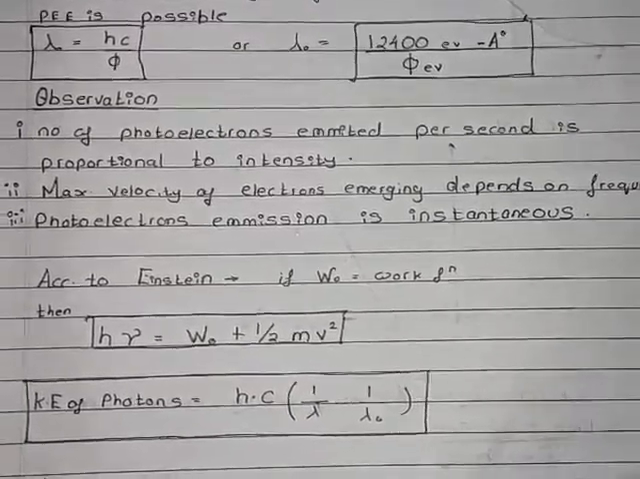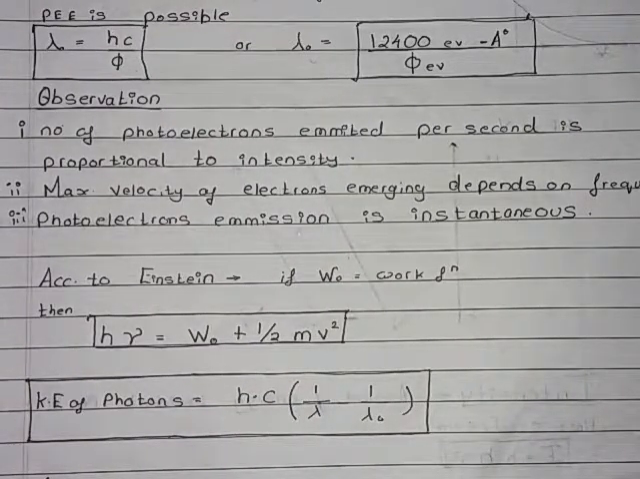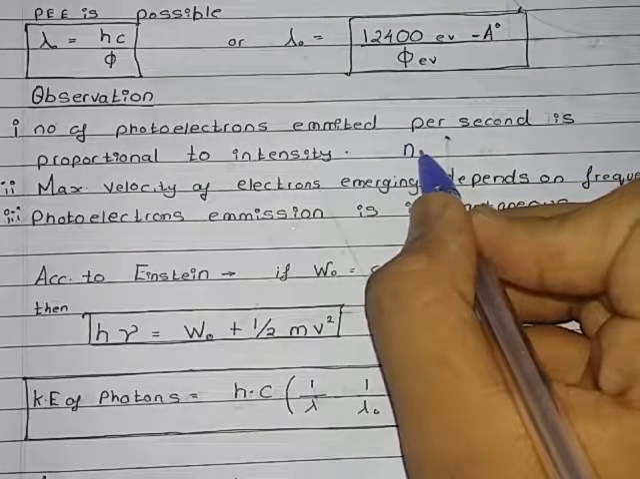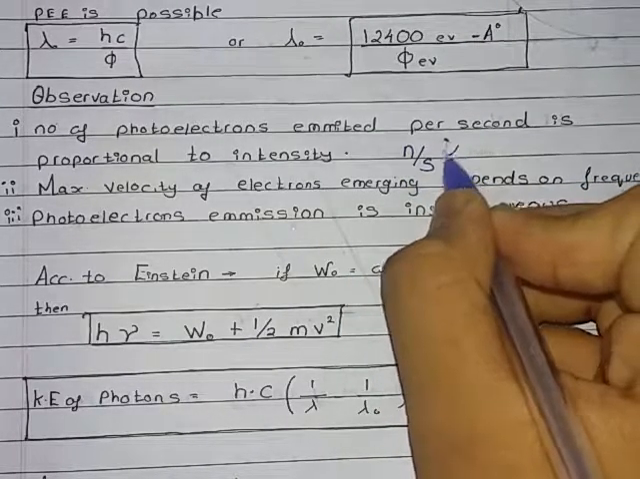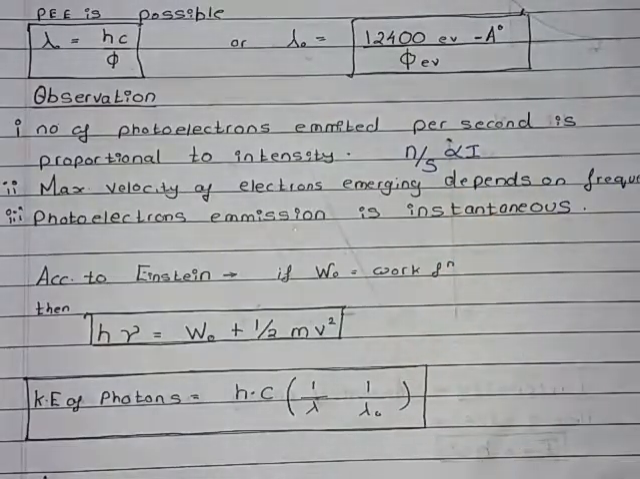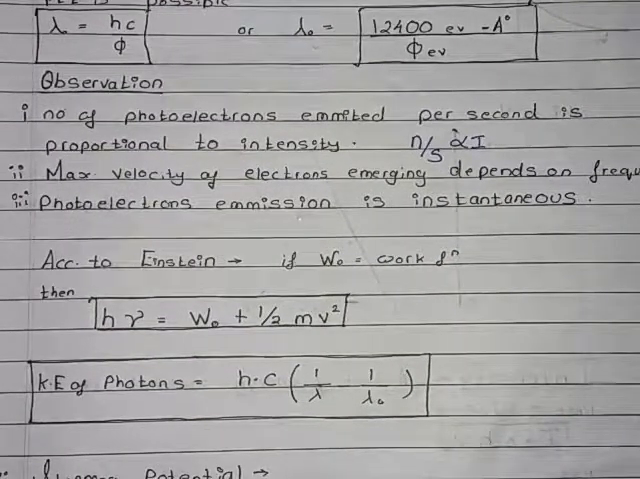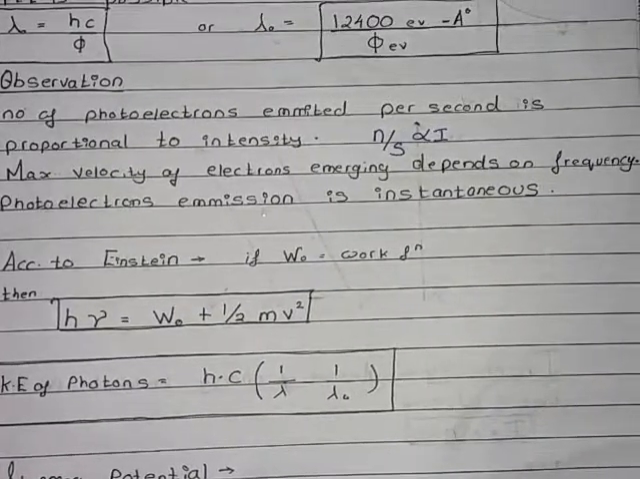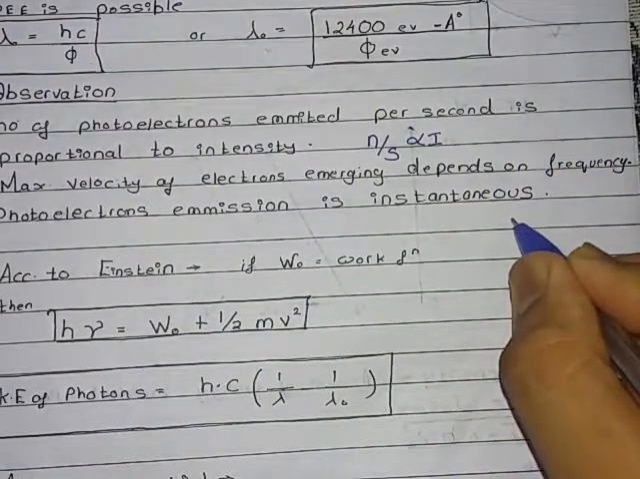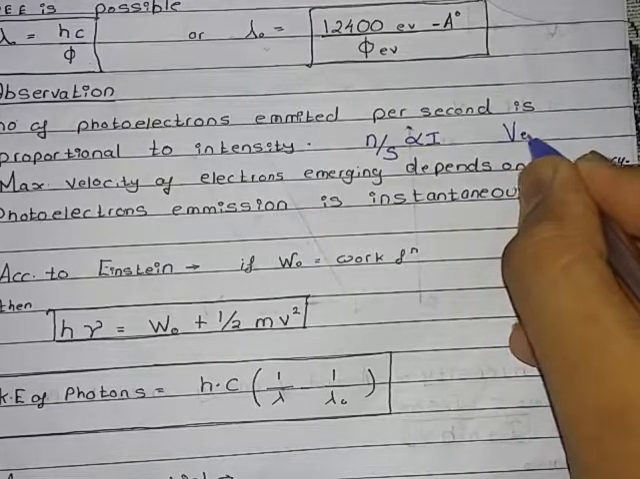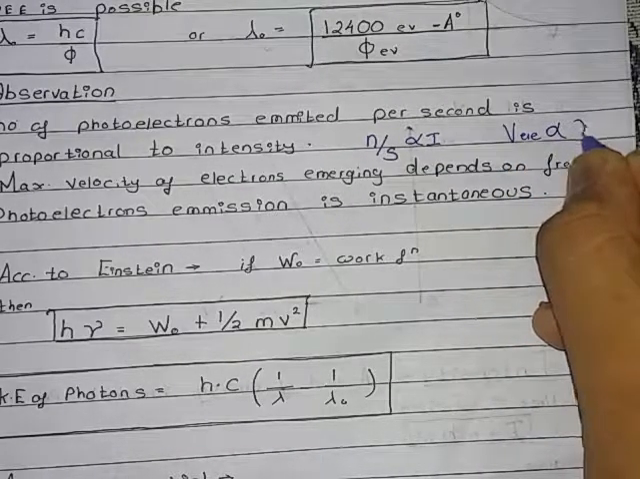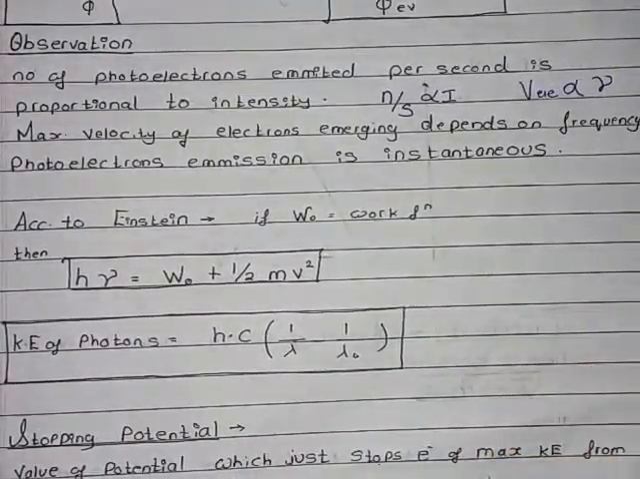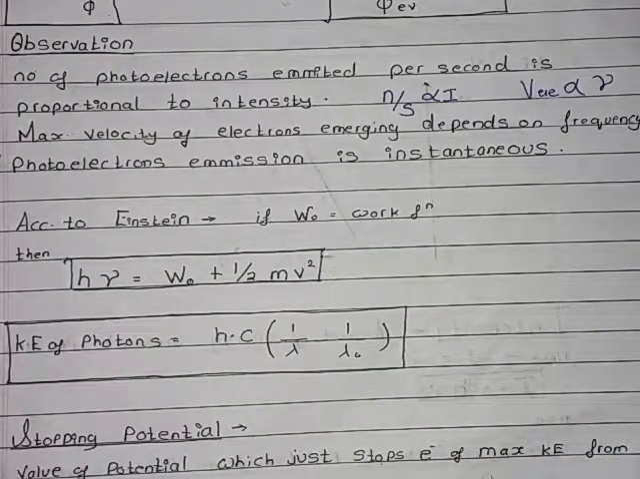Now what do the observations say? The number of photoelectrons emitted per second is directly proportional to the intensity. And second, the maximum velocity of the electrons emerging depends on the frequency. The velocity of the electrons is directly proportional to the frequency, that is c by lambda. Third, photoelectron emission is instantaneous.